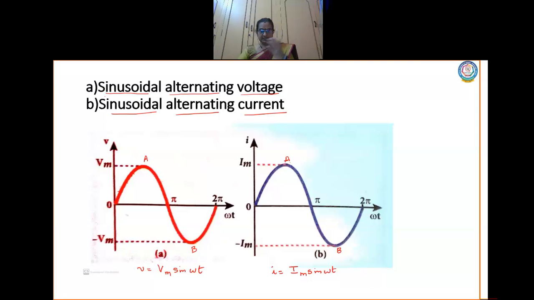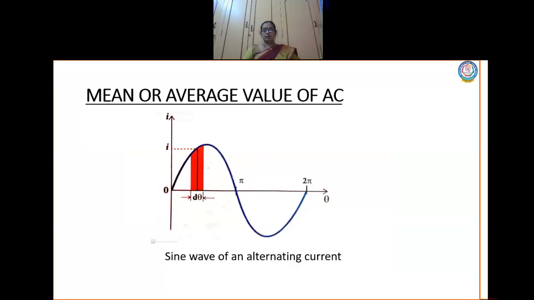But look at here, there is change in the direction of current. Voltage is alternating here, current is alternating here. So how to calculate the magnitude of the voltage or the magnitude of the current as far as an alternating current is concerned? To find out this value of current, we go for two concepts. One is mean or average value of AC. The other one is root mean square. So that we will be learning in the next topic. To start with, we are going to start with mean or average value of AC.